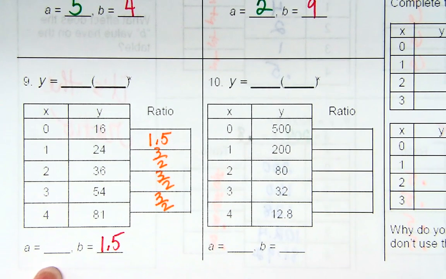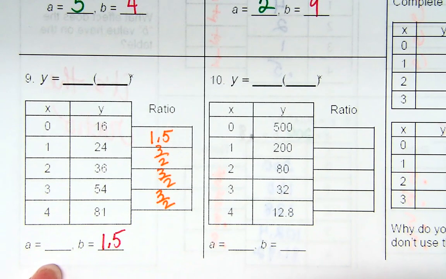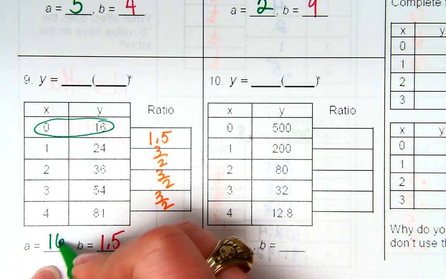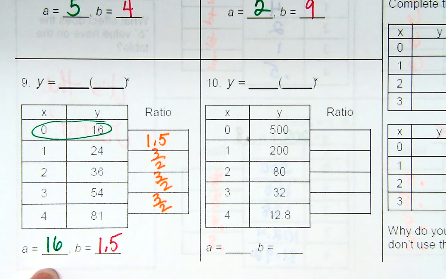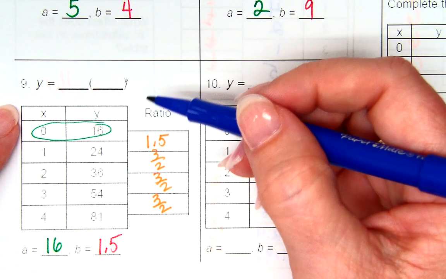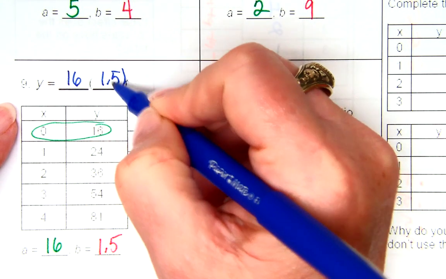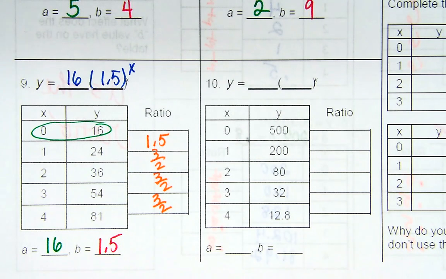Jake, what's A? 1 out of 16. And how do you know that? Good. So, what is the equation? 16 and 1.5 to the x. Excellent. Okay, so far?